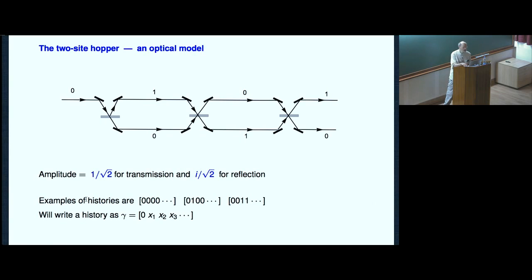Here are some examples of histories that the photon could have. It could be just 0, 0, 0, 0, always being essentially transmitted at each beam splitter, or 0, 1, 0, 0, or 0, 0, 1. So a history mathematically is just a bit vector, or a sequence of bits. When it's necessary to write it in a general way, I'll label the successive bits x1, x2, x3. So the general history will be 0 and then either 0 or 1, and so on, like you see here.